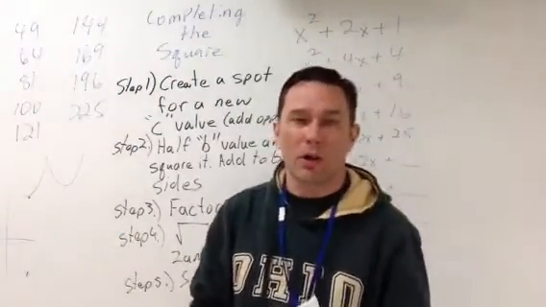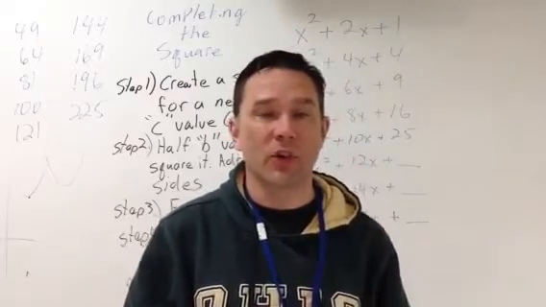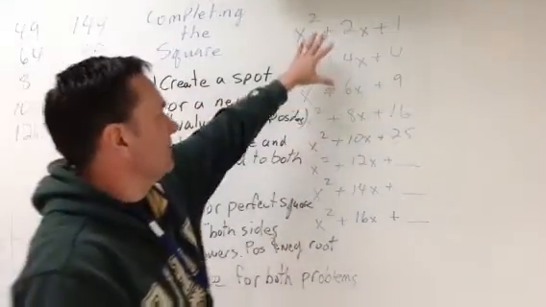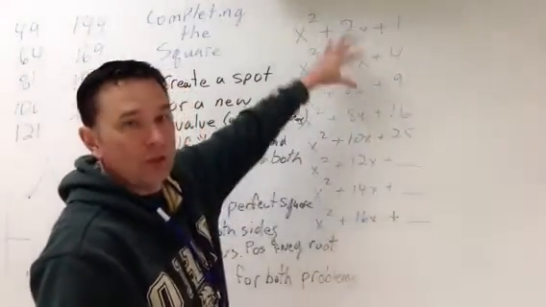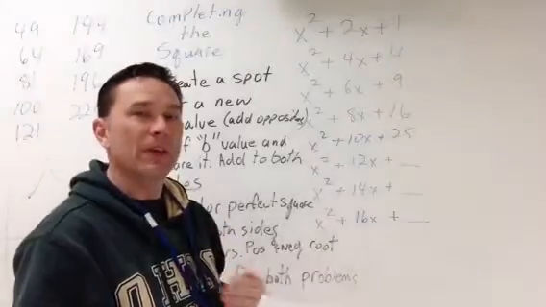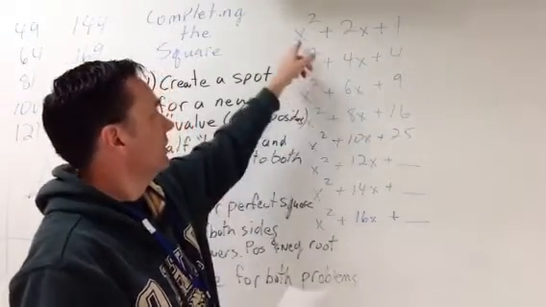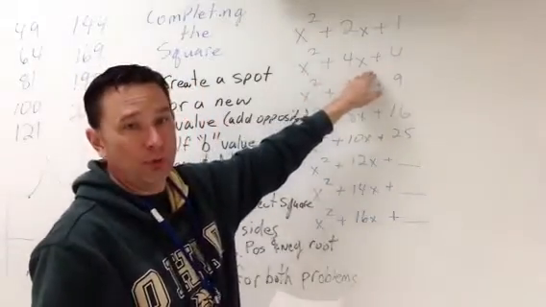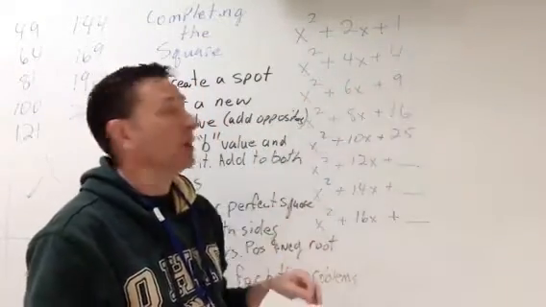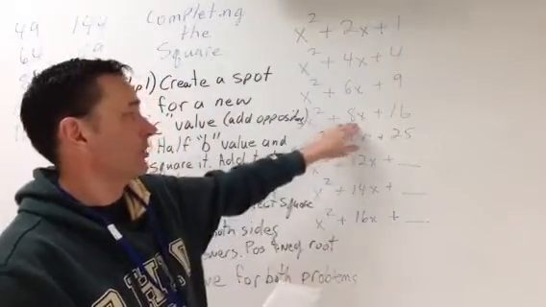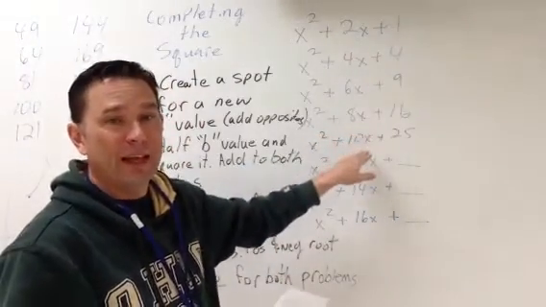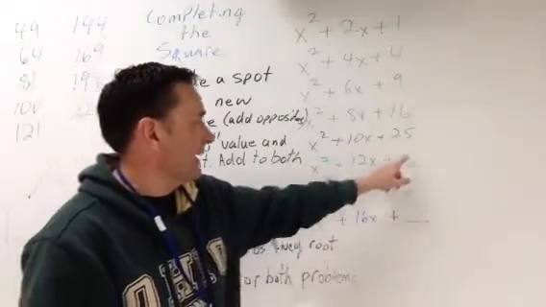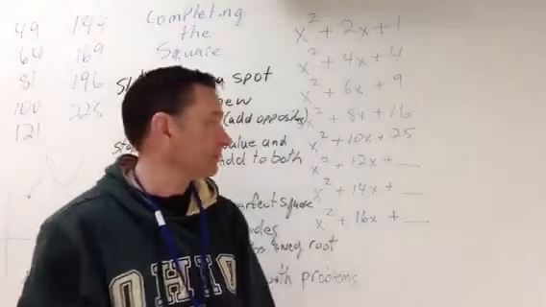Today we're talking about completing the square, another method of solving a quadratic equation. To start off with, I want you to look at these expressions in blue. I want to see if you can figure out what this pattern is. First one, x squared plus 2x plus 1, x squared plus 4x plus 4, x squared plus 6x plus 9, x squared plus 8x plus 16, and x squared plus 10x plus 25.